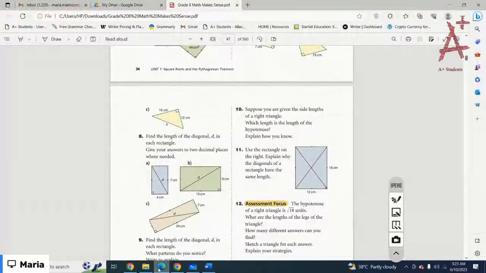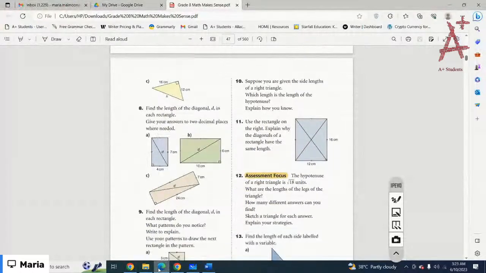Okay, let's just start with question number 8. Find the length of the diagonal D in each rectangle. Give your answers to one decimal place. So you're given the rectangle. You have to find the value of the diagonal. So basically the rectangle is divided into two triangles. Got it? A rectangle has opposite sides equal in length. Got it?